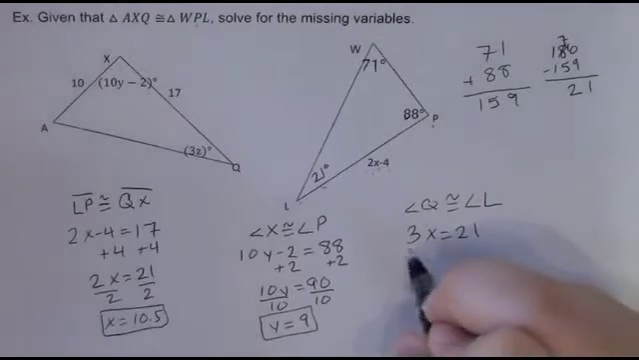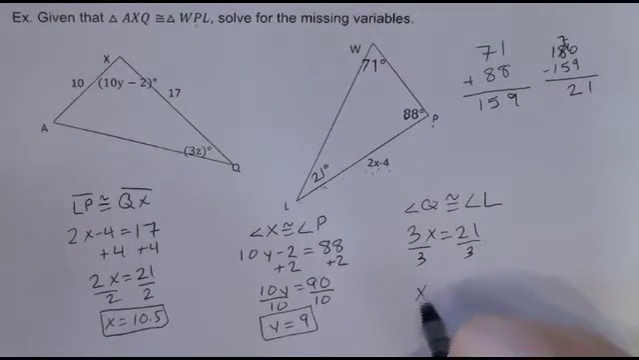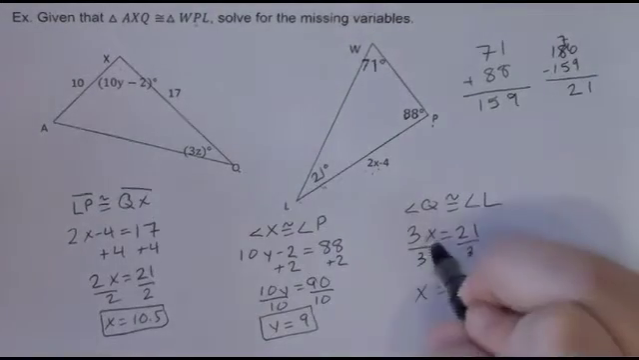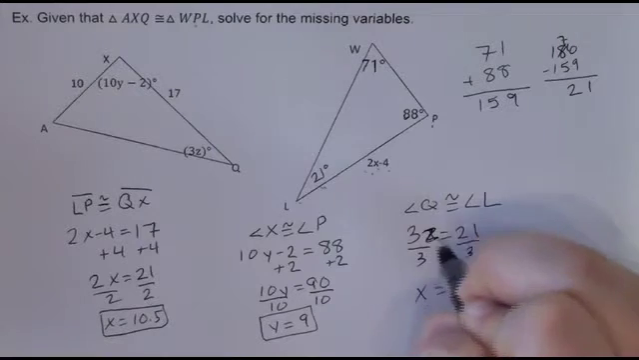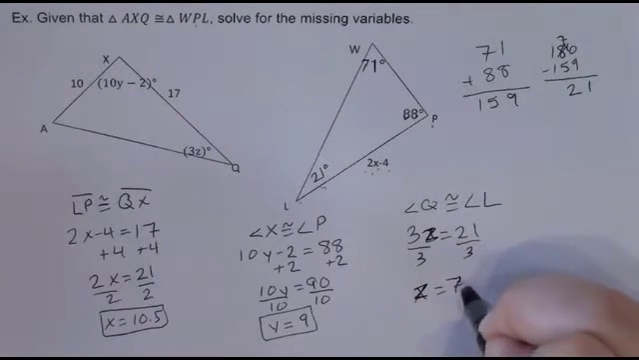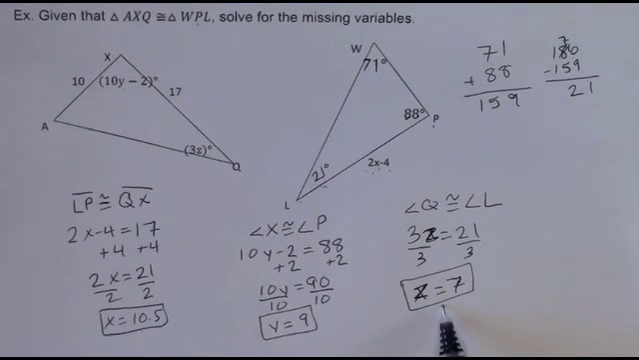3z equals 21, and solve. Divide both sides by 3, and z equals 7. So x equals 10.5, y equals 9, and z equals 7.